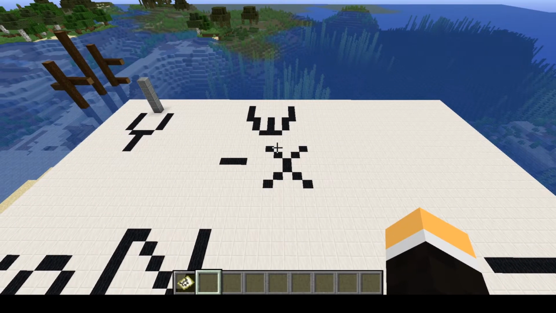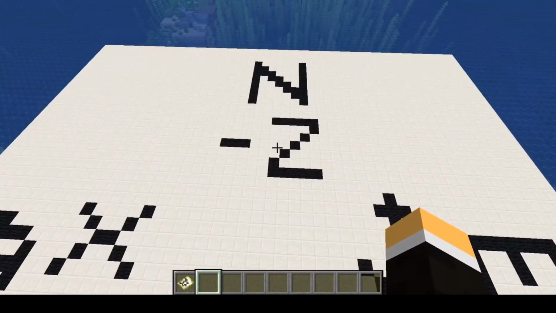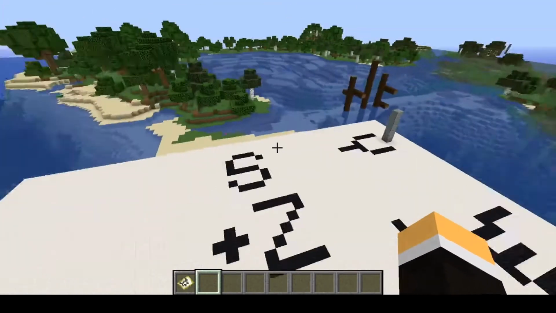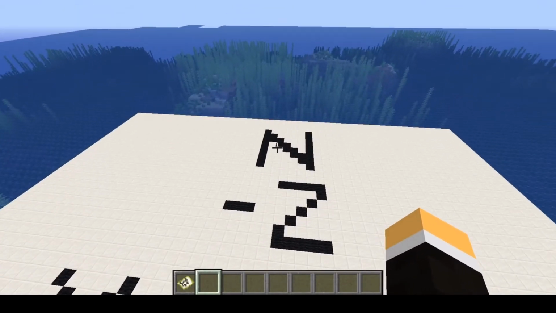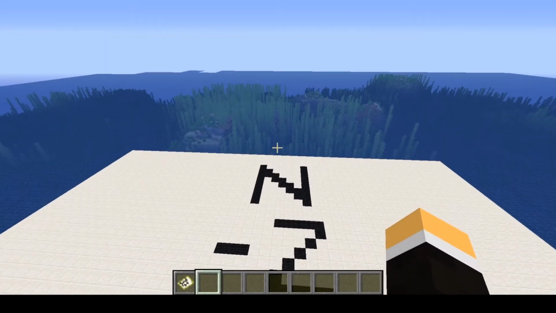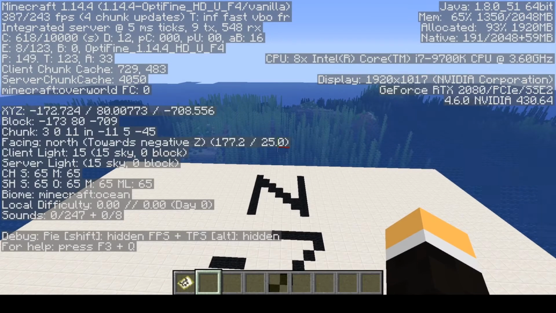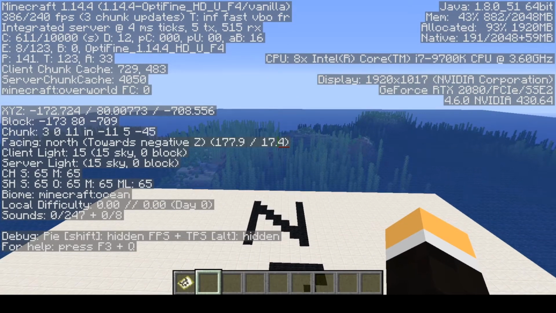And then you have the Z coordinates. The Z coordinates, you have a positive, which is in the south direction, and you have negative, which is in the north direction. So when you bring up your GUI, and you take a look at the XYZ, which is about the middle of your screen, you can see my location right now is negative 172 X. My height is 80. And my Z coordinates are negative 708.